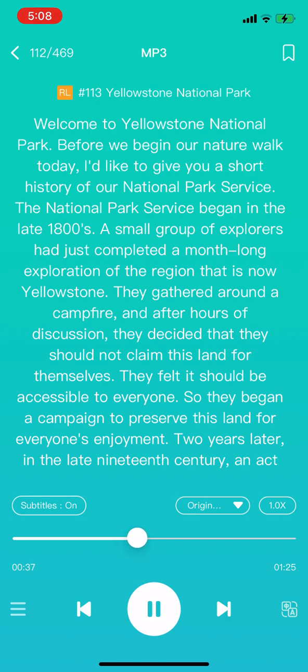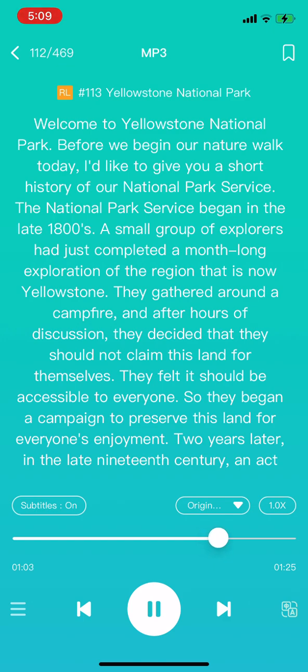Two years later, in the late 19th century, an act of Congress signed by President Ulysses S. Grant proclaimed the Yellowstone region a public park. It was the first national park in the world. After Yellowstone became a public park, many other areas of great scenic importance were set aside, and in 1916 the National Park Service was established to manage these parks.